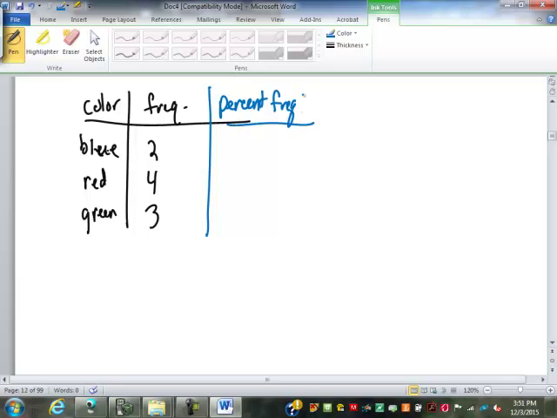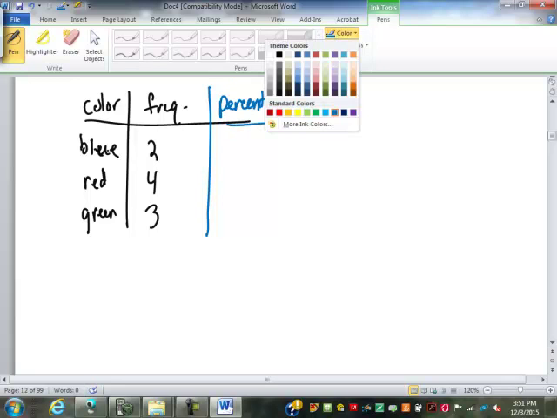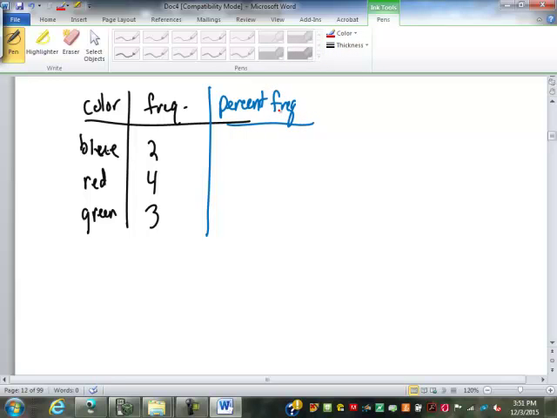So usually we put in a percent frequency. How do we find a percent frequency? Well, our first step is to find a total frequency. If we add those all up, we get 9. So the percent frequency, well, blue is 2 out of 9. That out of 100, that is 22.2%.